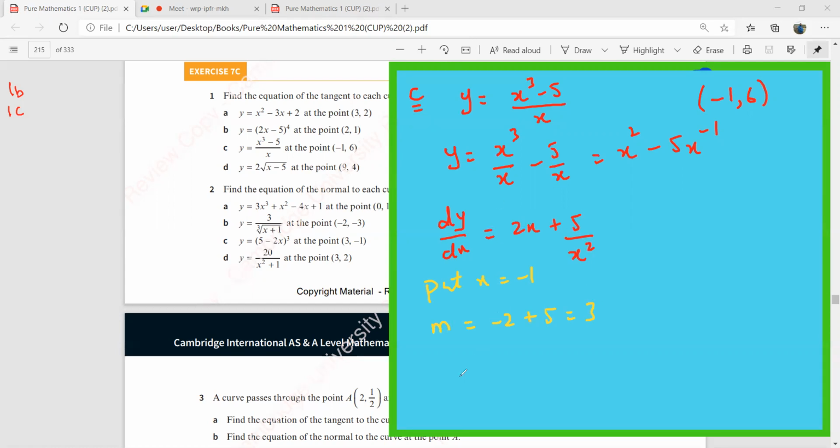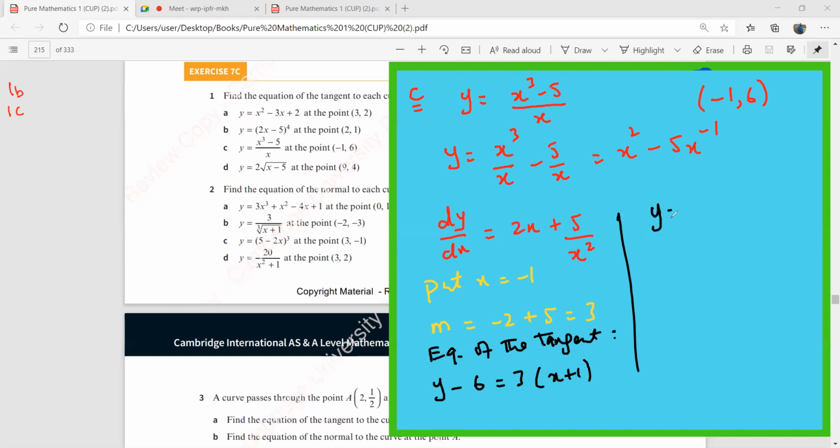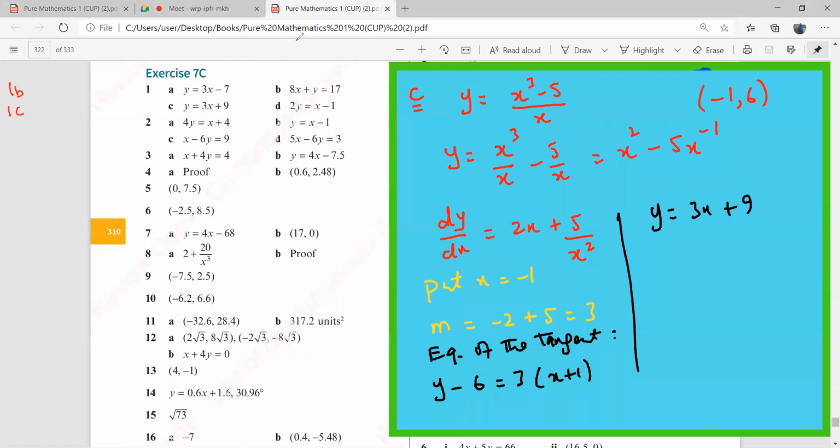Therefore, the equation of the tangent is going to be y minus 6 equal to 3 into (x plus 1). This is the required equation. That is going to be y equal to 3x plus 3 plus 6, so y equal to 3x plus 9. Let me check the answer. Yes, this is the C part, y equal to 3x plus 9.